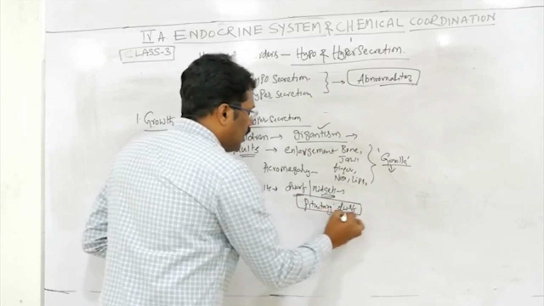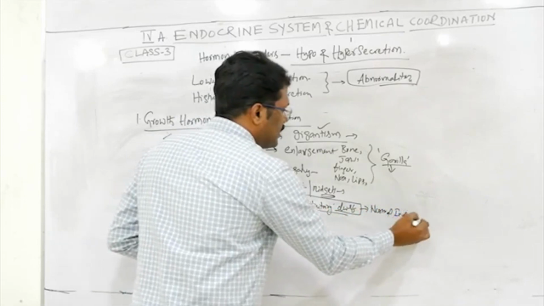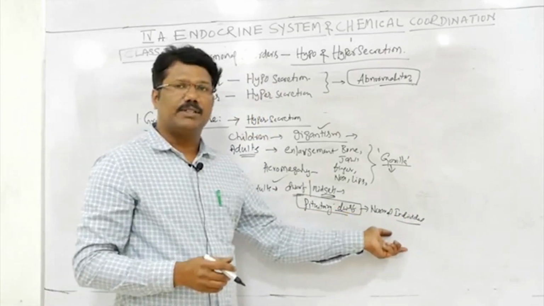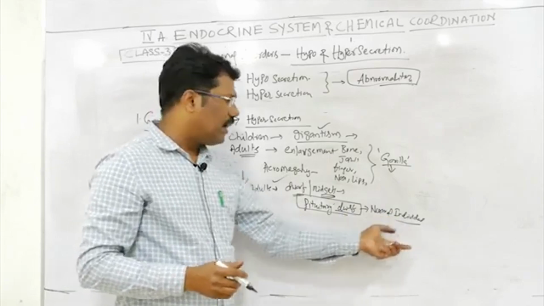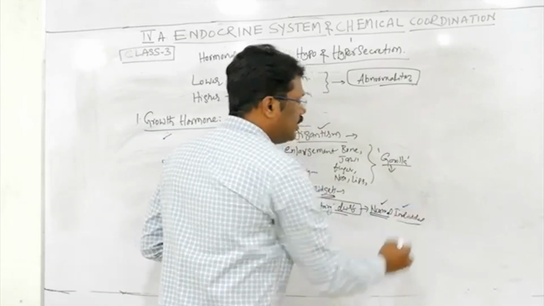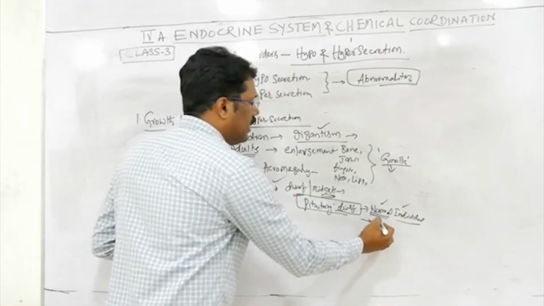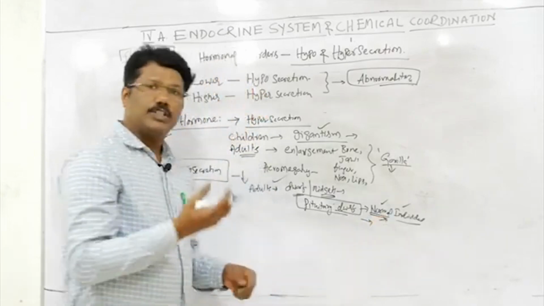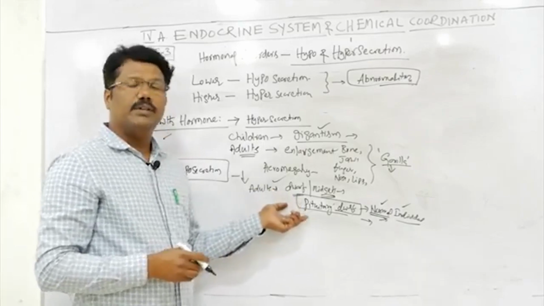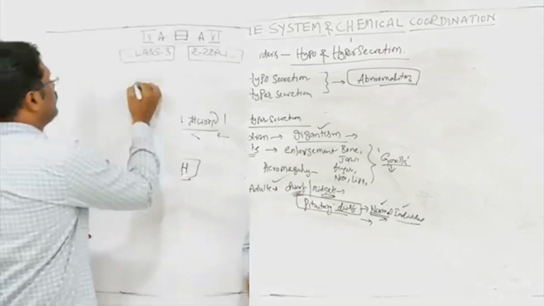And pituitary dwarfs are normal individuals. That means even though their physical appearance is dwarf, their intellectual capacity as well as the other body functions are normal. So that is why these are called normal individuals in terms of physiological activities. So they can have children, they are normal in all respects, their intellectual capacity is also normal. The only thing is that physically they look short. So this is all about the growth hormone.